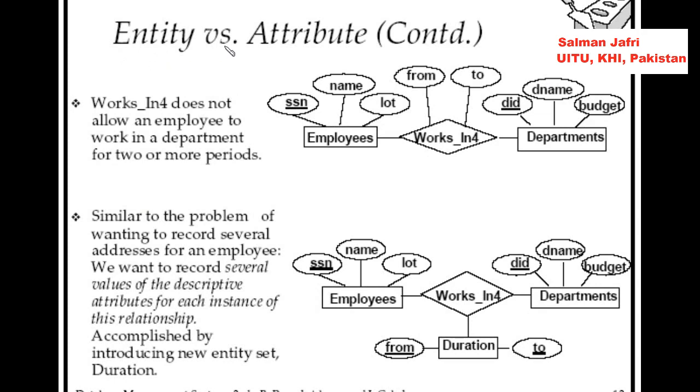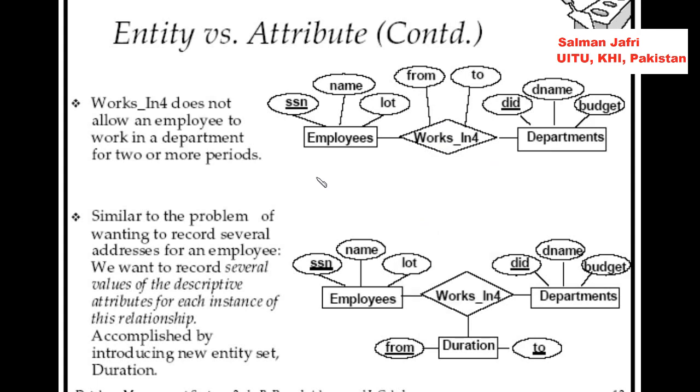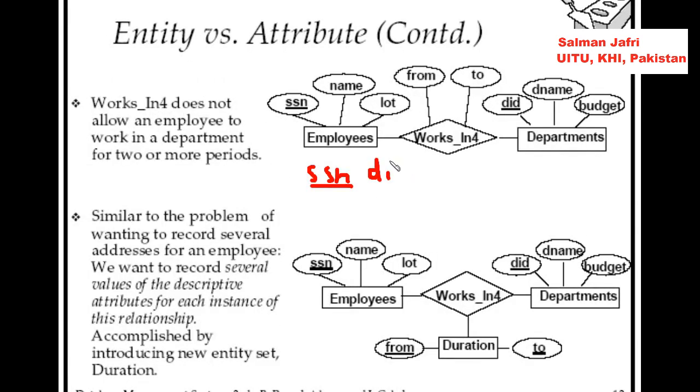So now we can have another example of entity versus attribute, right? We have a Works_In_4 relationship, which is a relationship between employees and departments. Now let's write the attributes of the Works_In_4 relationship, right? So what would be the attributes? SSN, DID, and from, to.